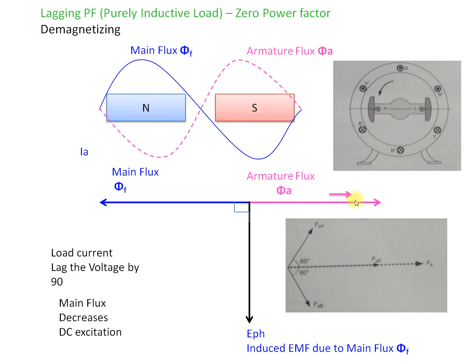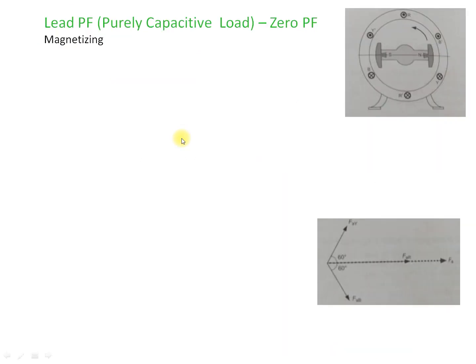So the armature flux will be in this direction, and the main flux will be in the direction from the south pole to the north pole, so that we will be getting the main flux direction like this. Since these are in 180 degree phase shift, both will be in opposition, so that the main flux will be demagnetizing in nature.